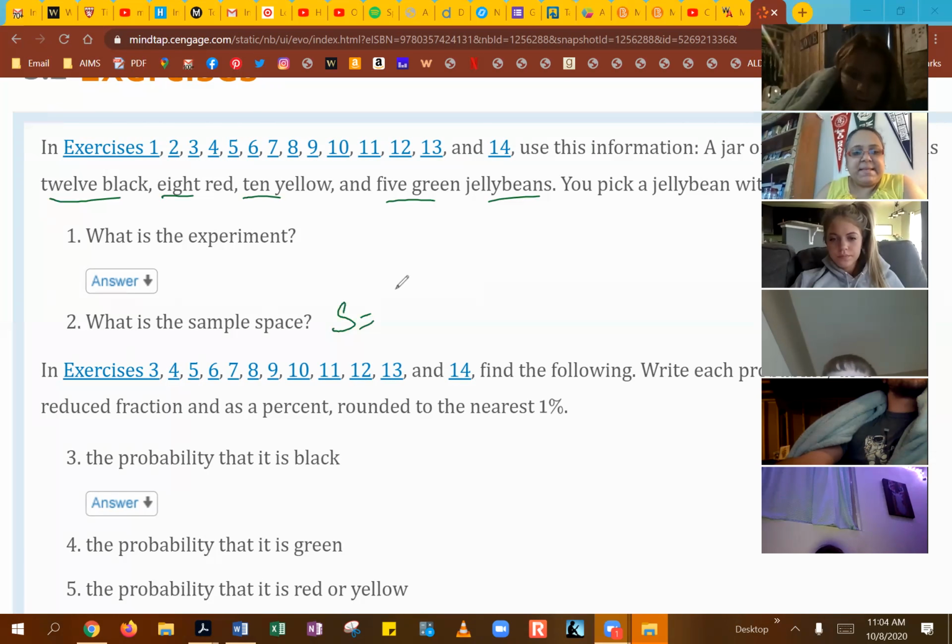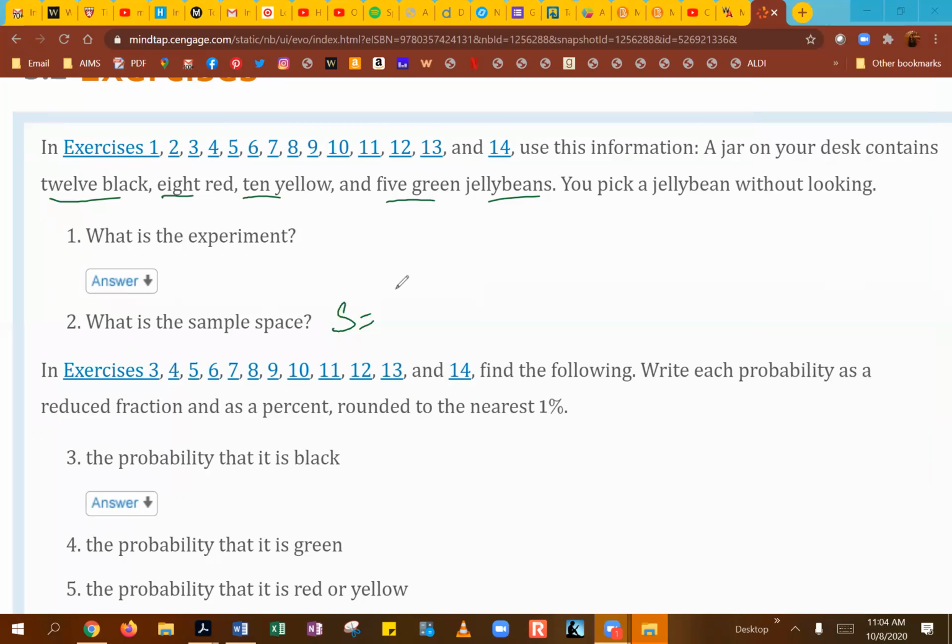Yeah, so that would be the size of the sample space. That's good. So the 35 is if you take all the outcomes from the sample space and add them together, which, of course, would be 12 plus 8 plus 10 plus 5 would end up giving you 35. So we will definitely have a total of 35 items.